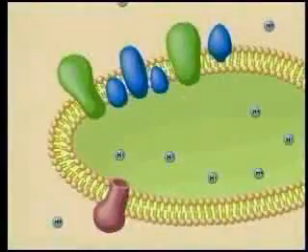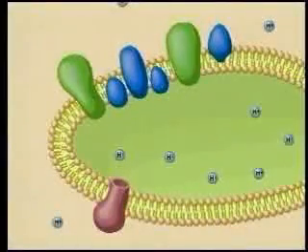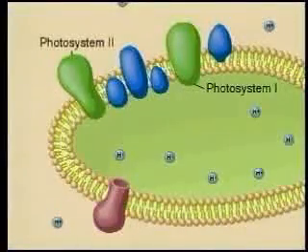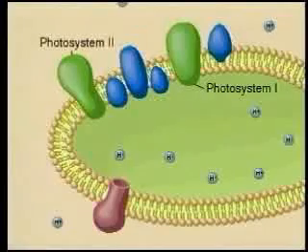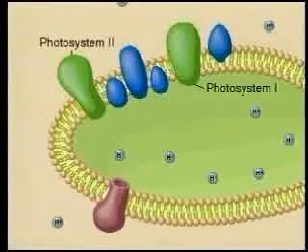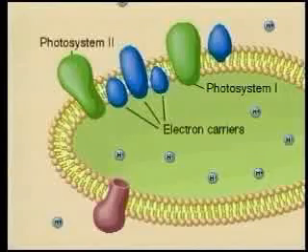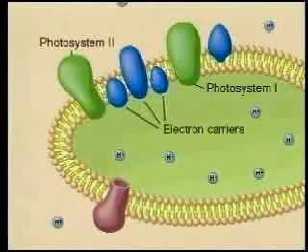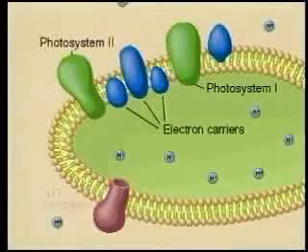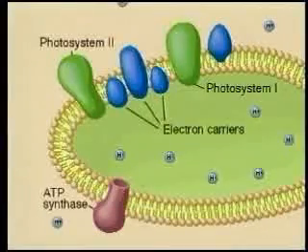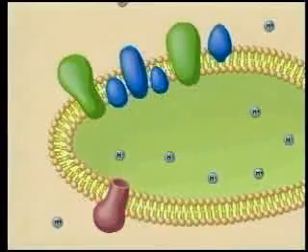Groups of light-collecting molecules called photosystem II and photosystem I are embedded within the thylakoid membrane. Proteins called electron carriers serve as messengers between these photosystems. An additional protein, ATP synthase, produces ATP.